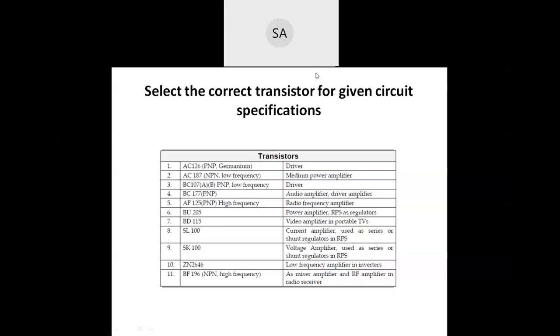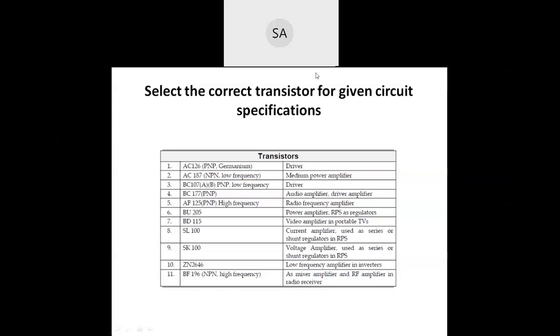BC107A, BC107B, PNP low frequency transistors for drivers. So the first one and third one we are using for the drivers, and the BC177 PNP transistor is for audio amplifiers and driver amplifier specifications. AF125 PNP high frequency we will use for the radio frequency amplifiers. So high frequency we use for radio frequency only, and low frequency for medium power amplifiers.